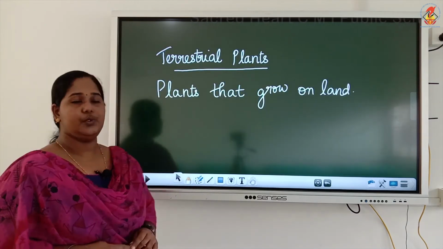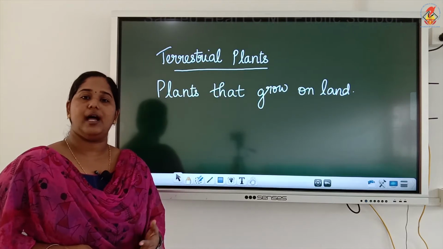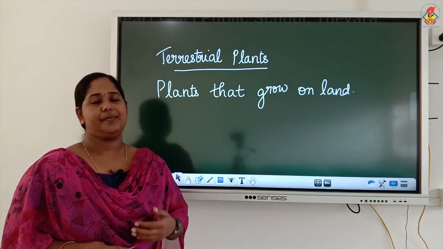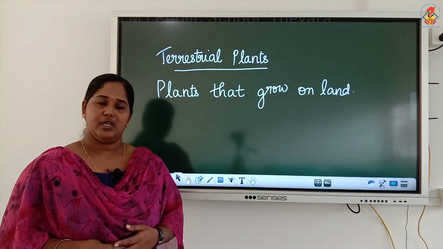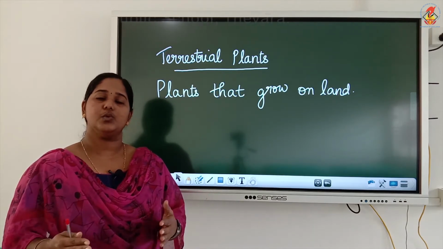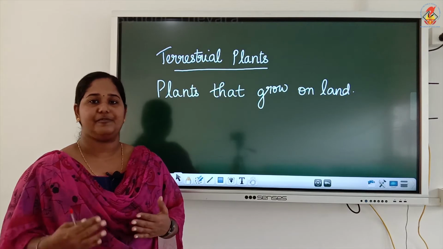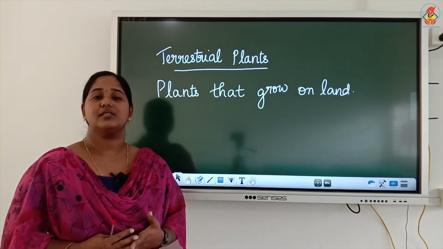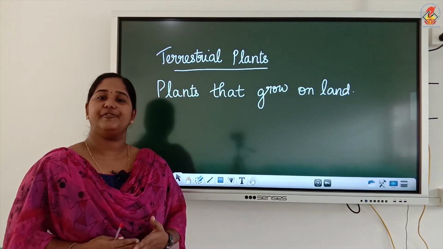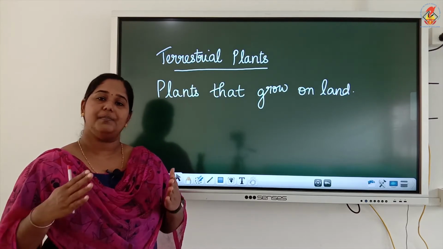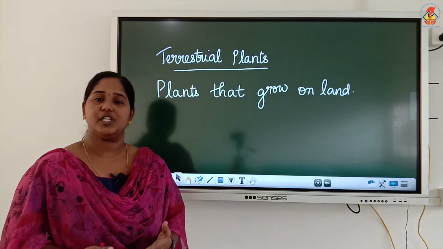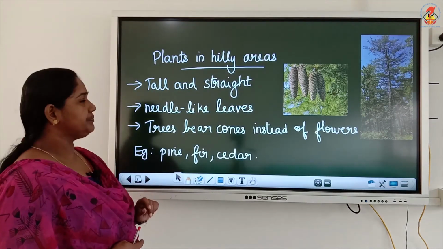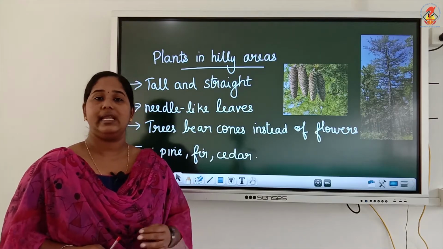As I told you, terrestrial plants are plants that grow on land, and land can be of different types. So here we are taking a look at some of the different types of places where plants grow, and the differences in them due to the conditions where they live. So first we are going to discuss plants in hilly areas.